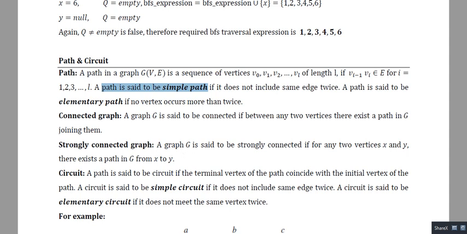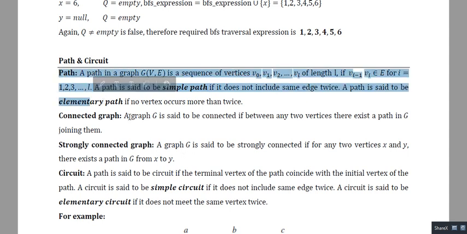So now this is all about path. A path is nothing but a sequence of vertices v0 to vn such that v0 v1, v1 v2, v2 v3 and so on are part of the set of edges.